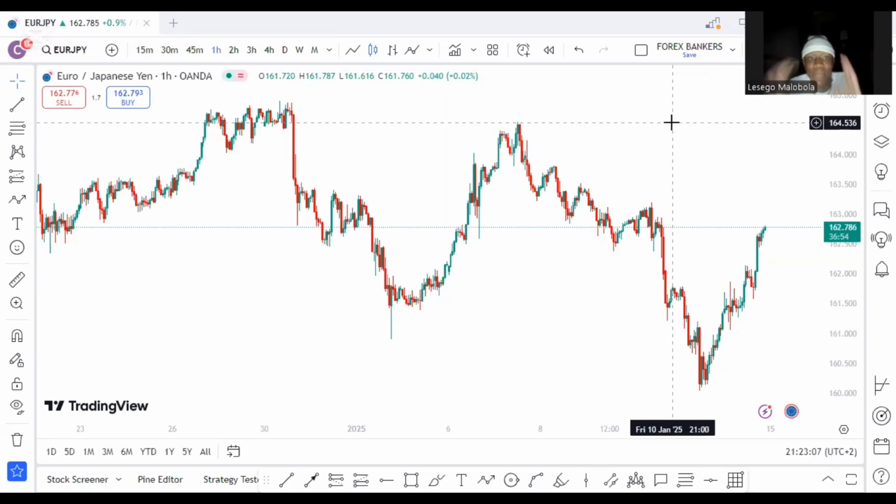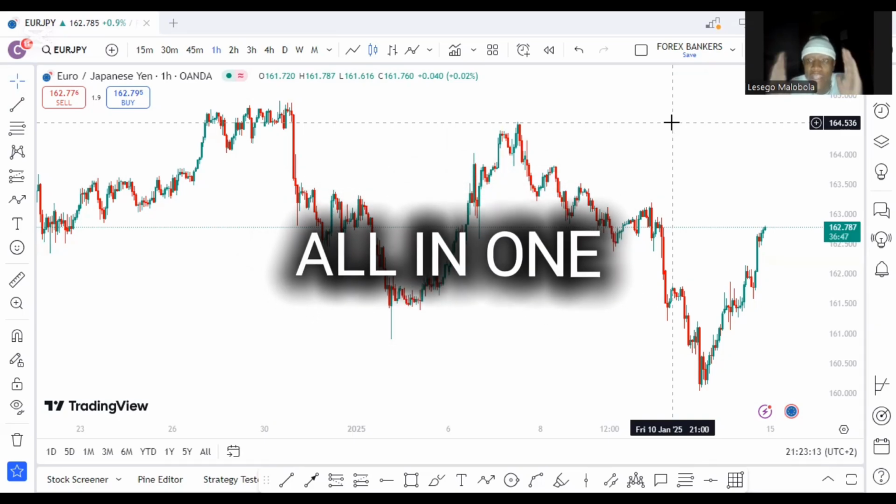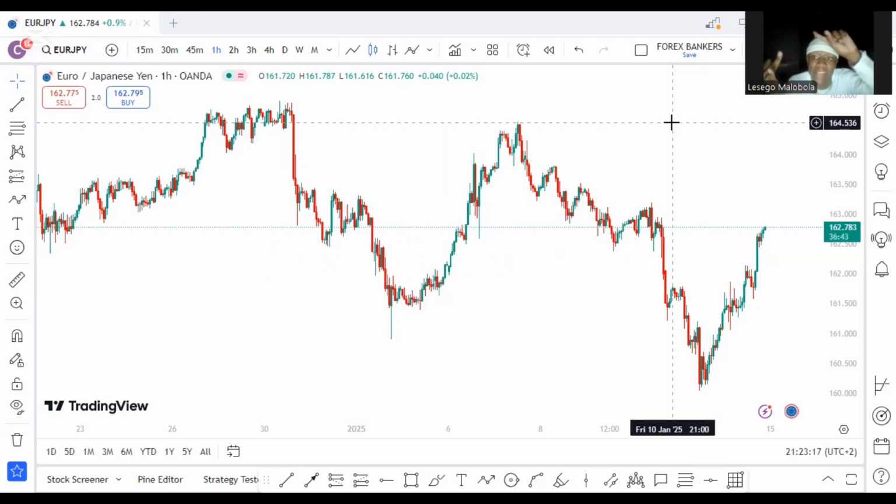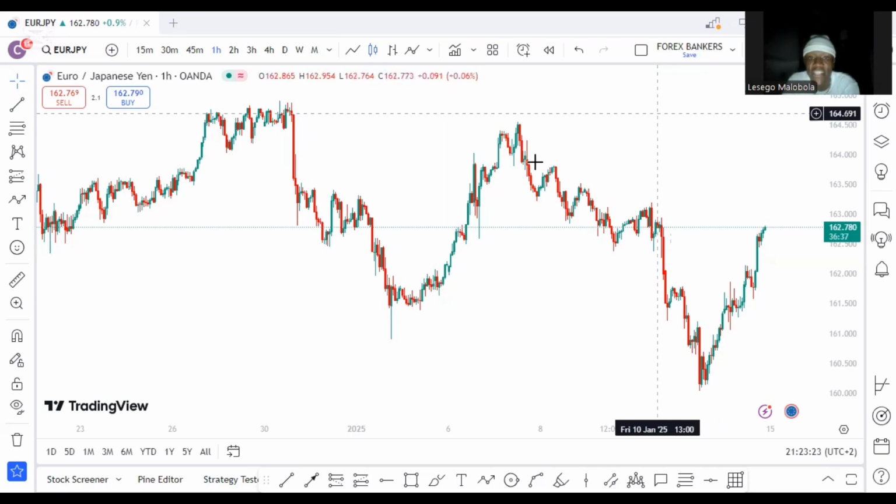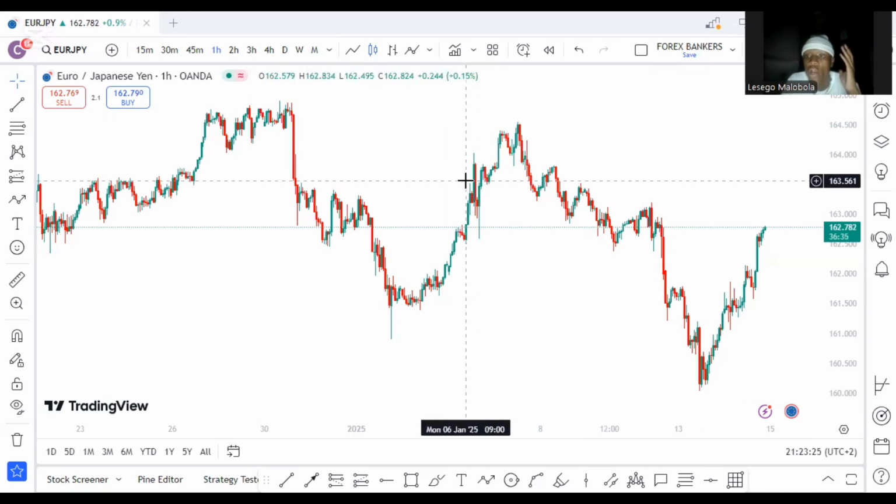On today's episode, the lovely thing is that we're going to backtest my Forex strategy all in one. Meaning we're going to backtest market structure, support and resistance, and candlesticks as a whole strategy, and I'm going to show you how they go hand in hand.